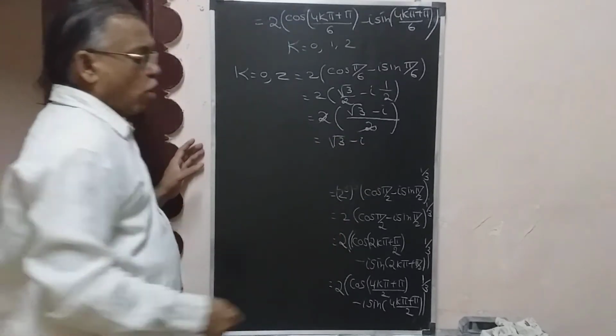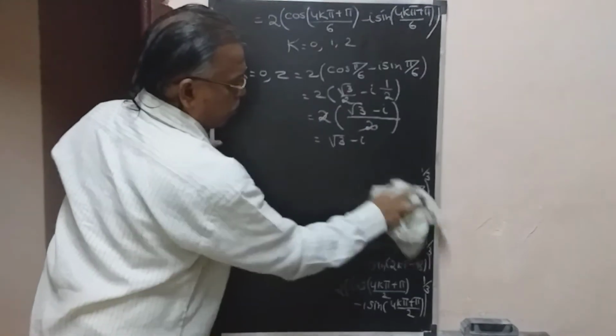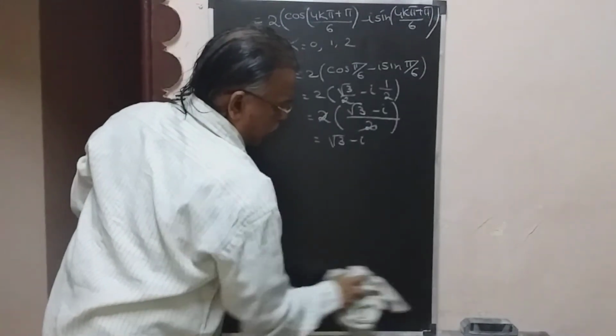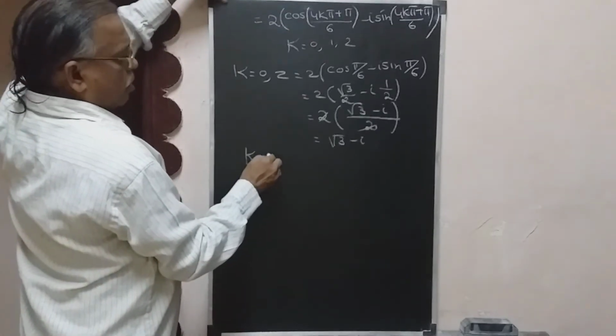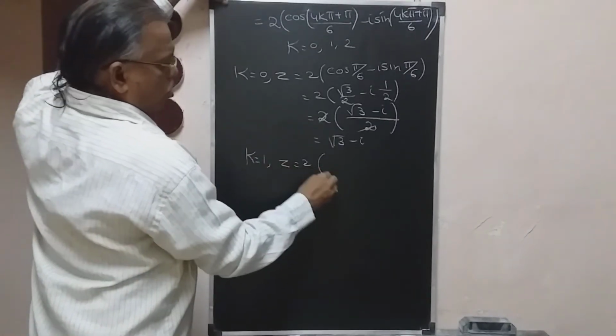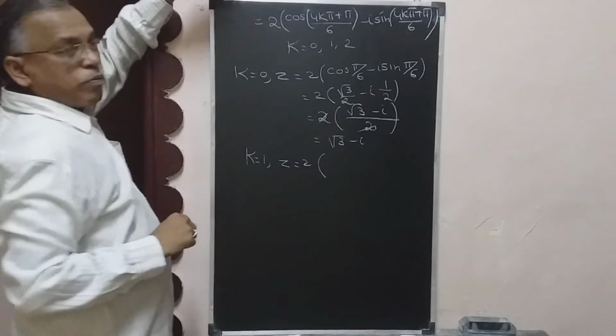Okay students, so what about the second value and third value? That we will see now. For the second value, k is equal to 1, z is equal to 2 into, we substitute k as 1.